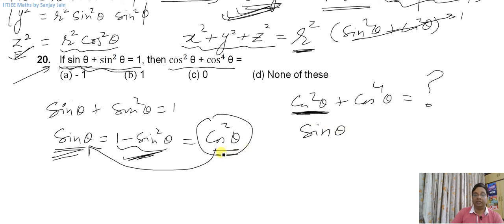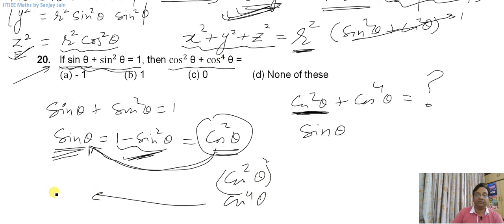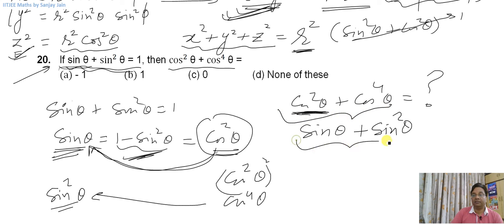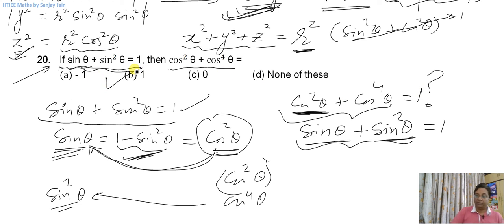So it is sine theta. If cos square theta can be replaced with sine theta, then the square of cos square theta, that is cos raised to power 4 theta, can be replaced with the square of sine theta, that is sine square theta. So this expression and this expression are the same expressions. Now I am looking for the value of sine theta plus sine square theta, which is given in the question as 1. So my answer is 1. So this is also 1. Okay, so option B is the correct option. I hope these many questions are enough for us to understand the fundamentals that we have studied till now.